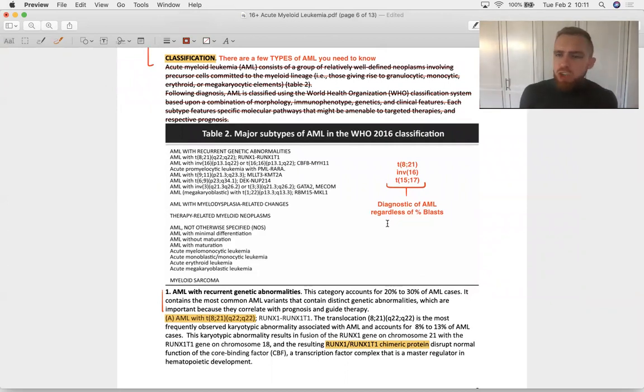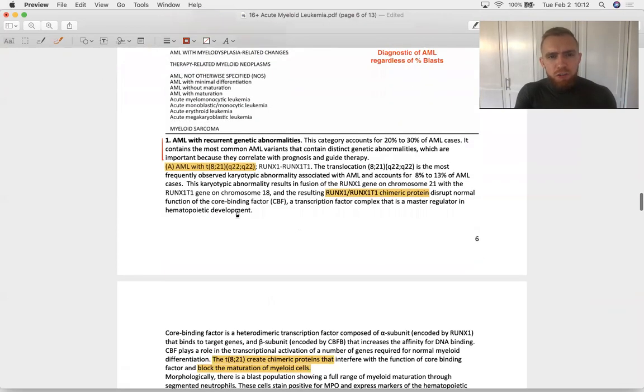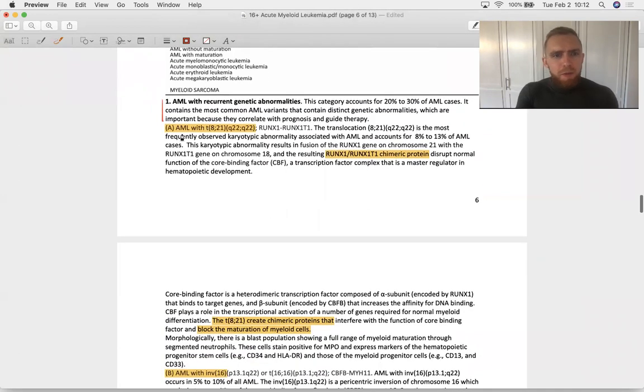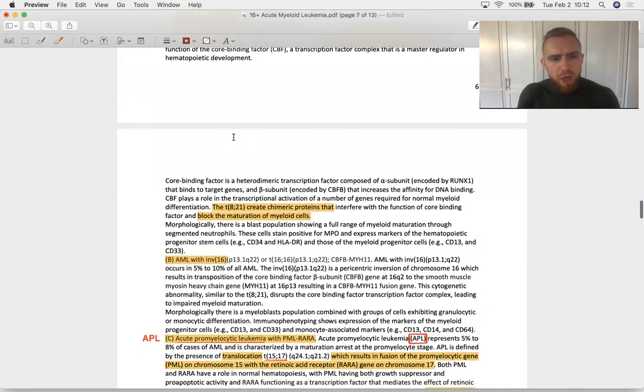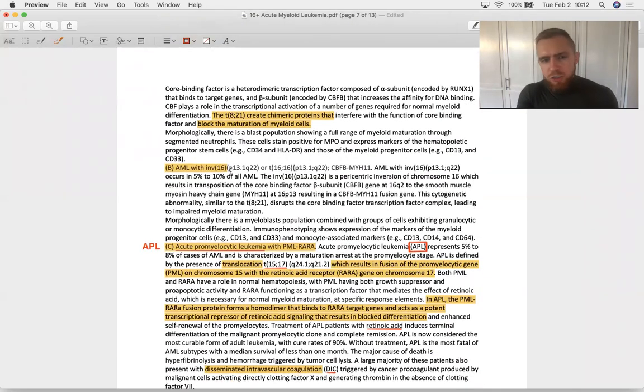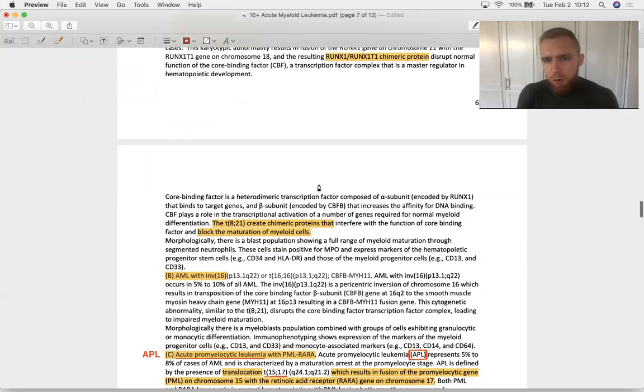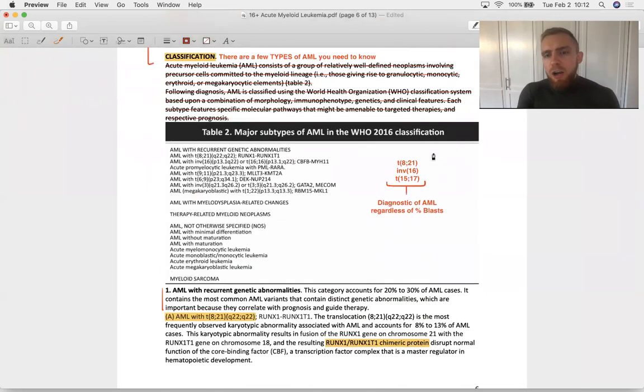There are a few subtypes of AML that you need to know. And really, they're the first three here on the list. There's AML with 8;21 translocation, AML with an inverted 16 chromosome, and acute promyelocytic leukemia. Those are three that you really want to recognize because they are correlated with a much worse prognosis than other AMLs if left untreated. So you need to catch them and treat them very soon.